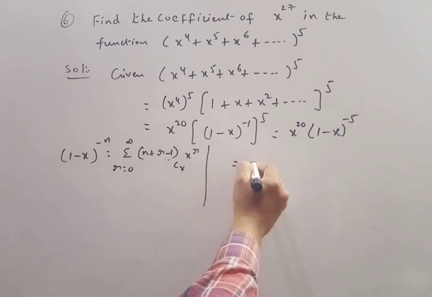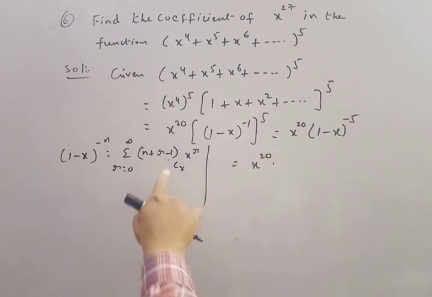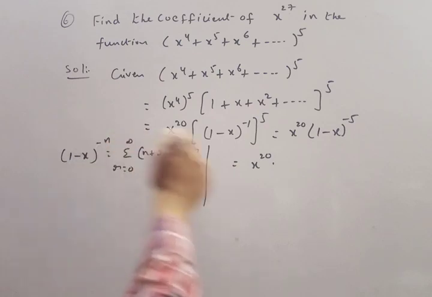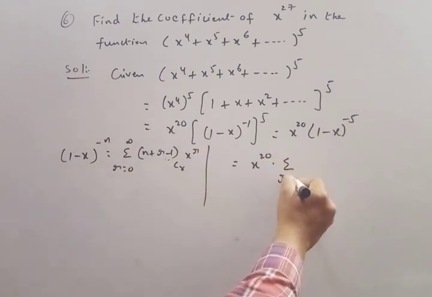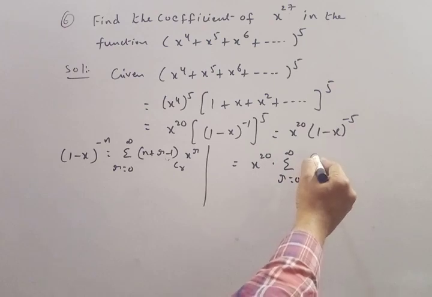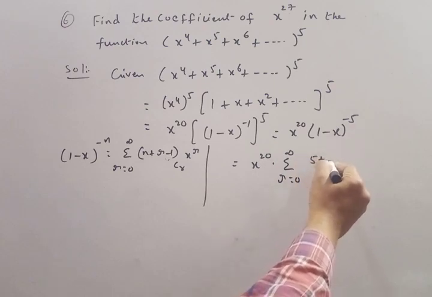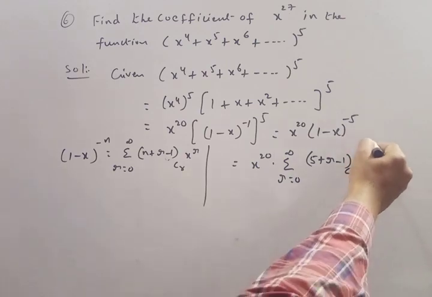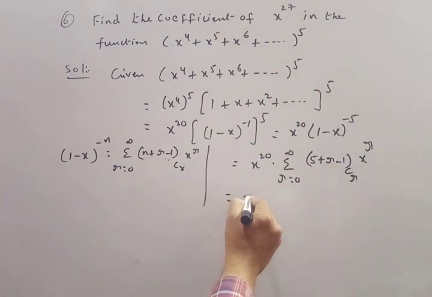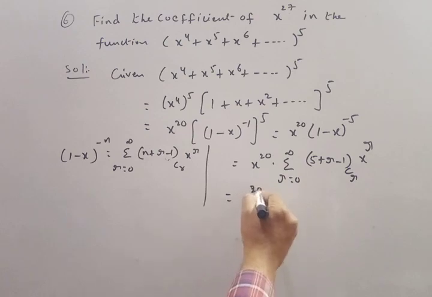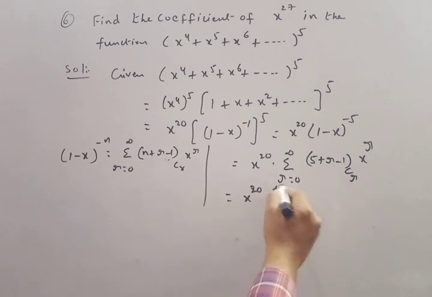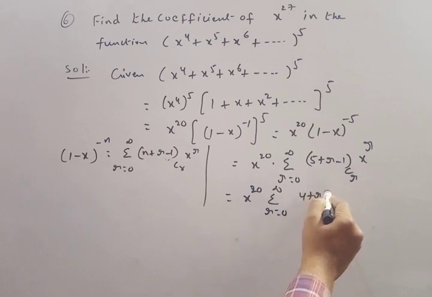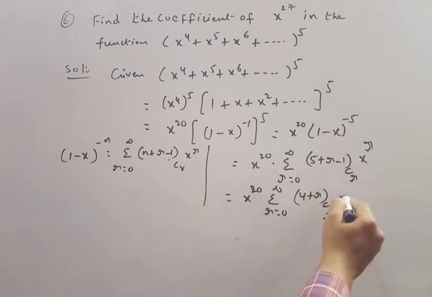Therefore this is equal to x power 20 into, using this formula, in place of n how much do I have? I have n as 5. So summation r is equal to 0 to infinity, n is 5 here, (5 plus r minus 1)Cr x power r. We need the x power 27 coefficient. So x power 20 summation r is equal to 0 to infinity, (4 plus r)Cr x power r. Correct?